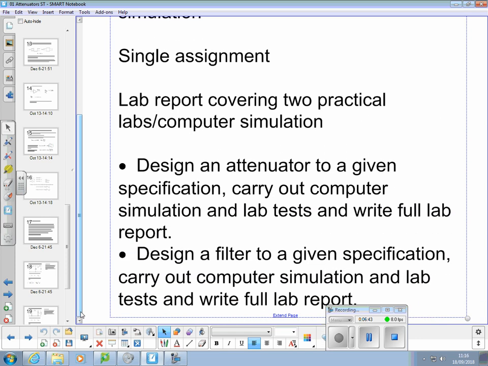So as I've just said, you're going to design an attenuator to a given specification, design a filter to a given specification, and simulate the two circuits. You're going to use Multisim to simulate your attenuator. You're going to use a piece of software called LC, which is freely downloadable, so you can put it on your own machines, to do both your filter design and simulation. Then you're going to build the circuits on our little plug-in boards, connect an oscilloscope and a source, and analyze what you actually get in real life.